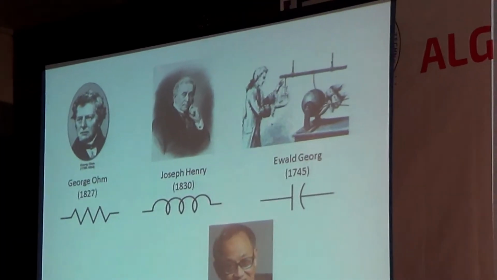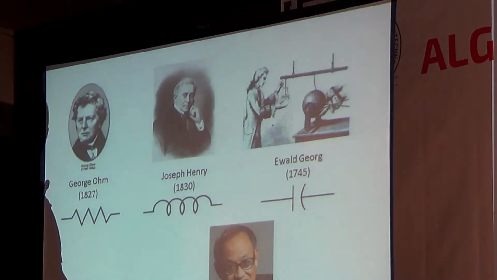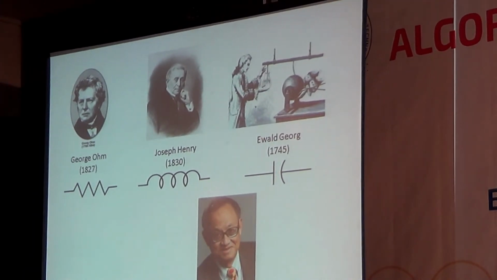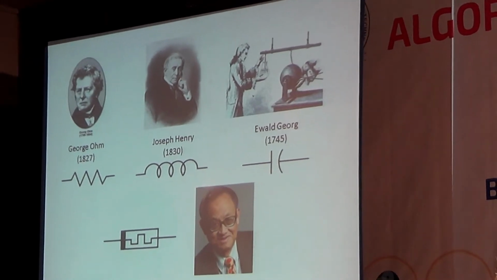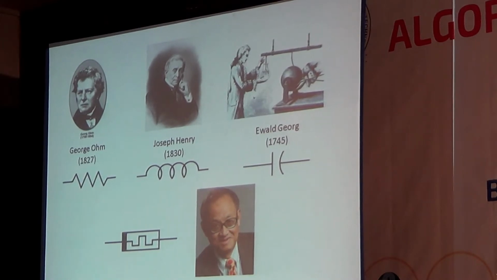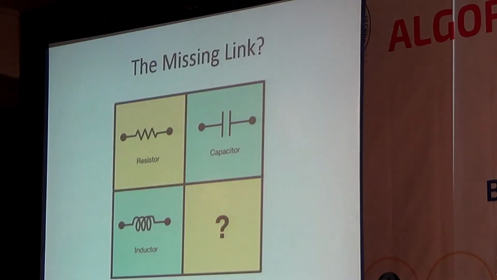Now, very recently in 1971, Leon Chua of MIT postulated the existence of a fourth fundamental passive circuit component called the memristor. This is the symbolic representation of a memristor. So let us first try to understand what this memristor is. Now Chua's first paper was titled Memristor, the Missing Link. So what is this missing link?